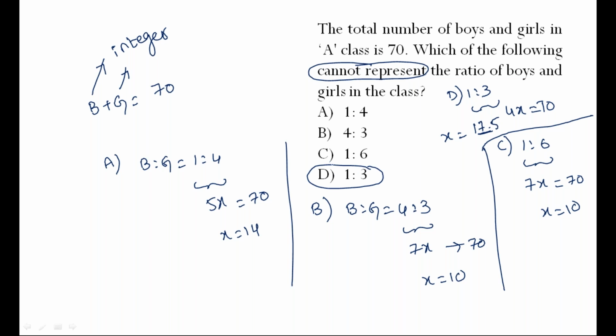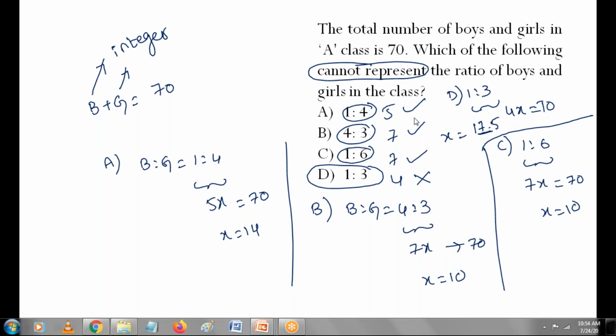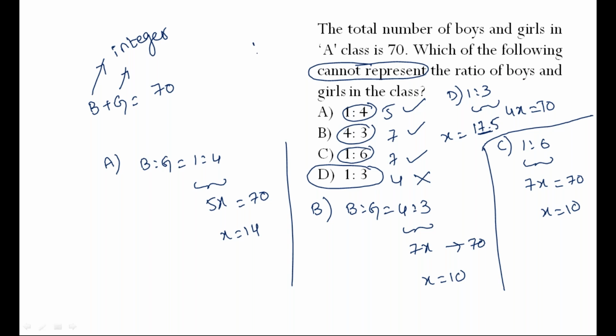So option D is not possible. Just see that we are adding these to 5, these to 7, these to 7, these to 4. Whether 70 is not divisible by which among these? Yes, 70 is divisible by 5, 70 is divisible by 7, 70 is divisible by 7, 70 is not divisible by 4. So that option cannot represent it. This question was given in Wipro. Which cannot be done.